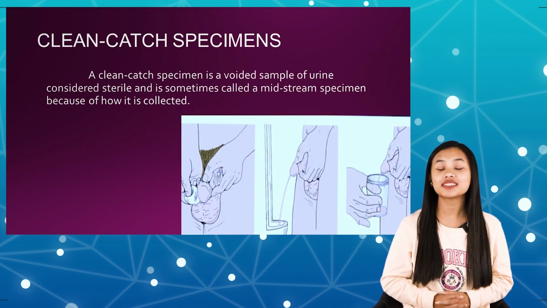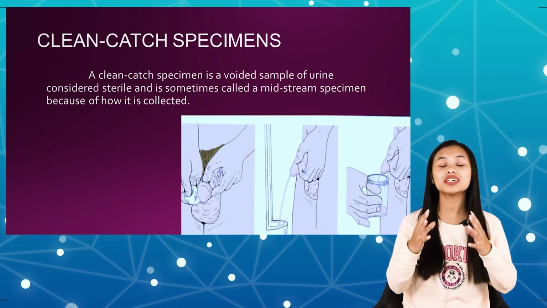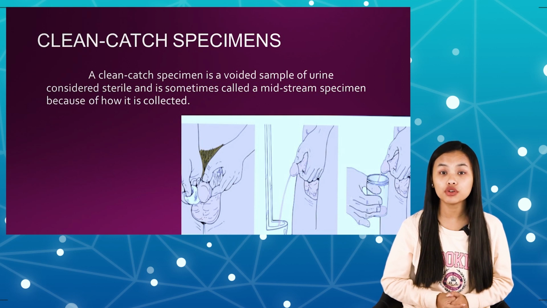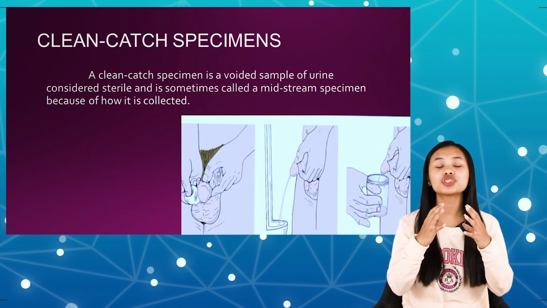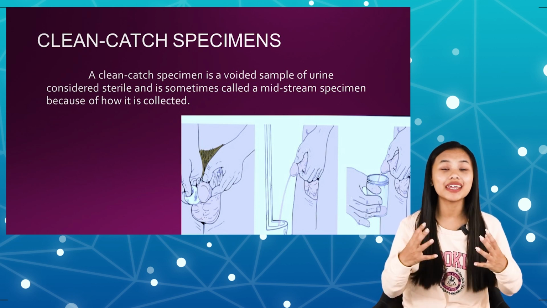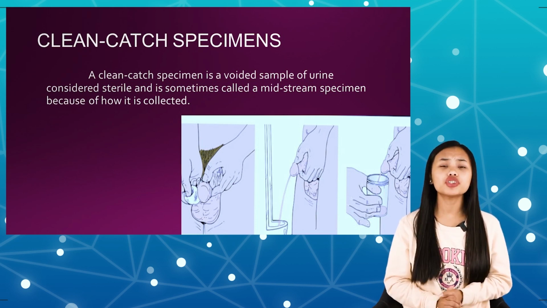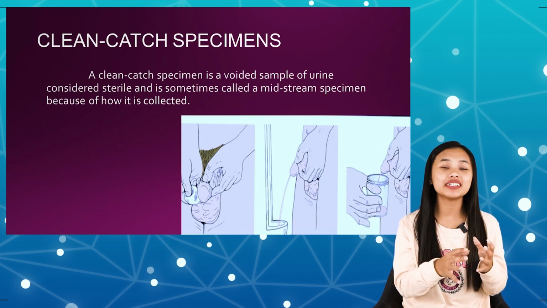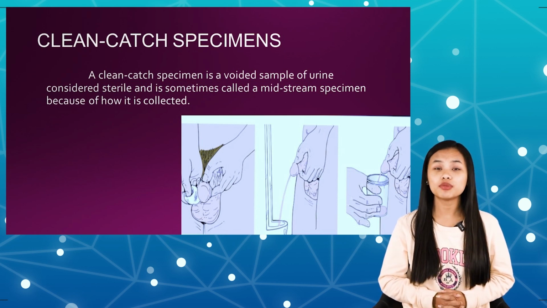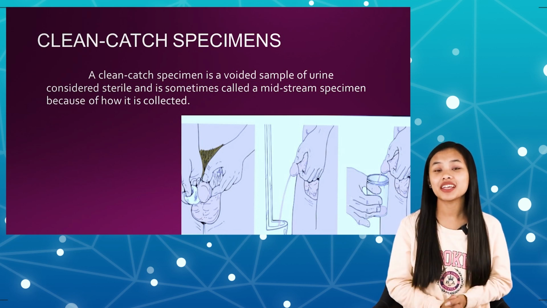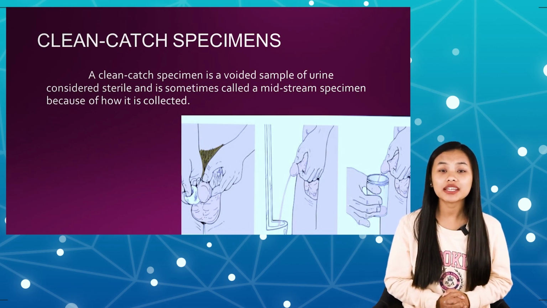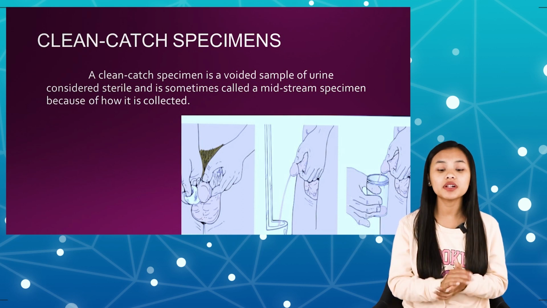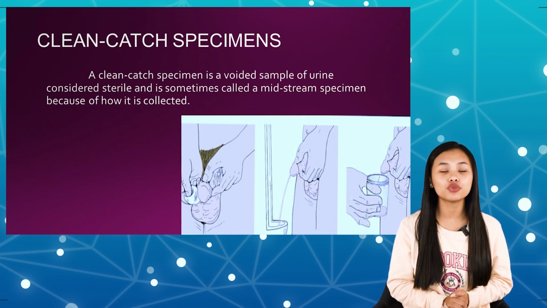The second one is the clean catch specimen. This is a voided sample of urine, which is considered sterile and is sometimes called the midstream urine because of the way it is collected. To get a clear idea of what this clean catch urine or midstream urine is, we will be discussing it in a further slide. However, when this urine is collected, it must be properly labeled and directly taken to the lab.